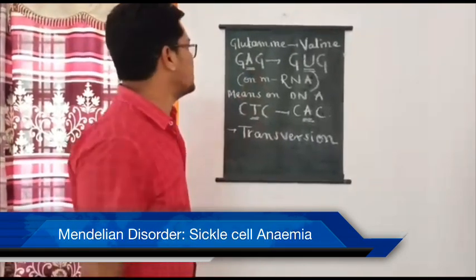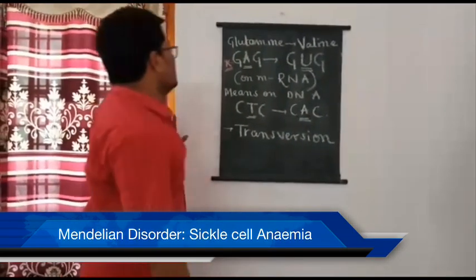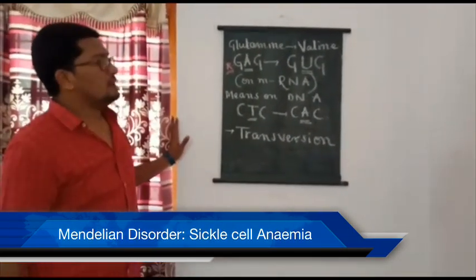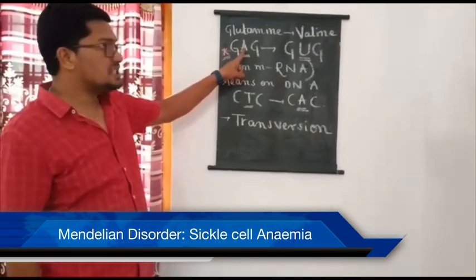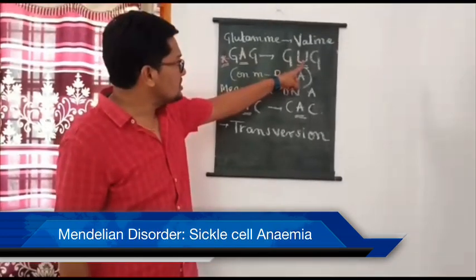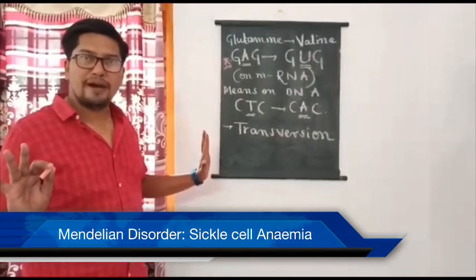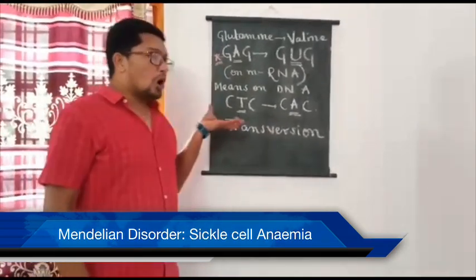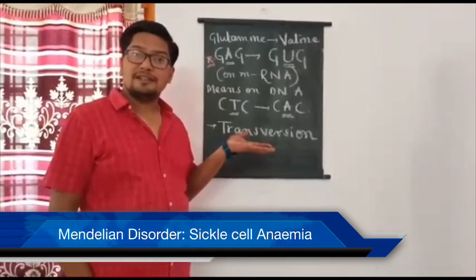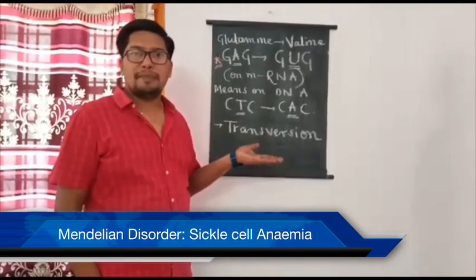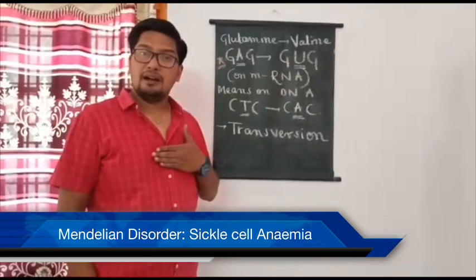What is that mutation? In simple terms, if the question is asked, the mutation responsible for sickle cell anemia: the codon GAG is replaced by GUG on what? mRNA. Students, you have already studied, a codon is a triplet sequence of bases. Codons are always present on mRNA, that is messenger RNA. A particular codon codes for a particular amino acid.